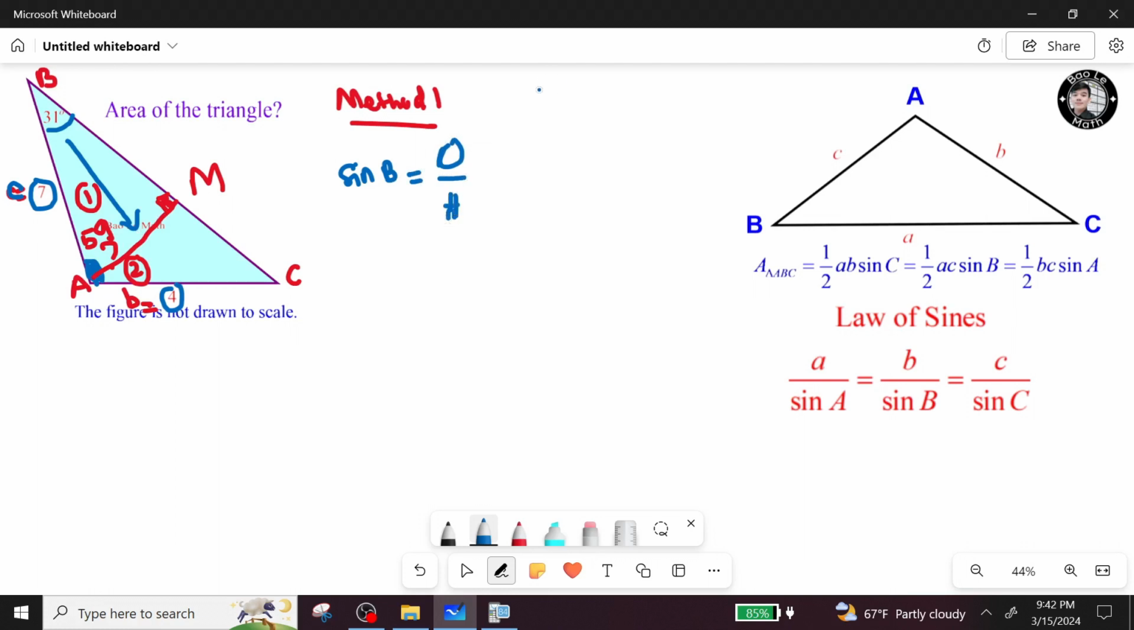By the way, I need to write the formula right here: sine equals opposite over hypotenuse, cosine equals adjacent over hypotenuse, and then tangent equals opposite over adjacent. So keep that in mind.